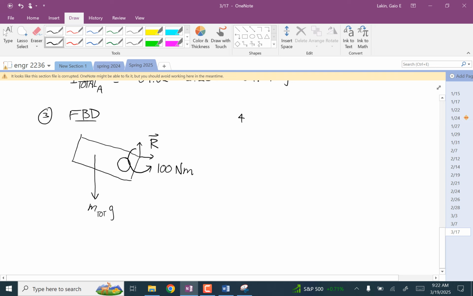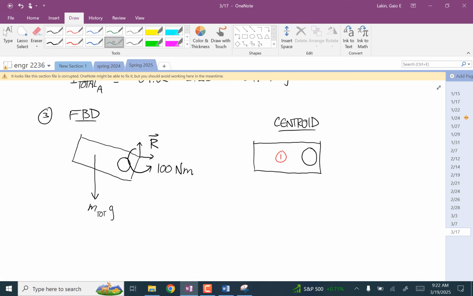Okay, so step 4. Well, let's do the centroid first. So I'm again going to do body 1 and body 2. And I'm just going to figure out the x centroid. So I just want to figure out this distance d.